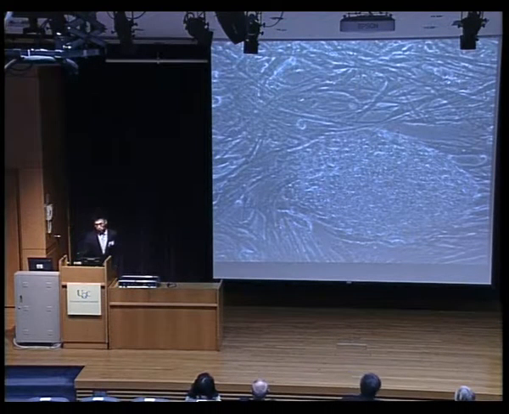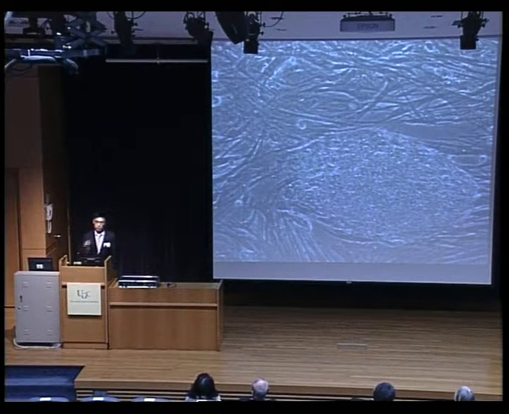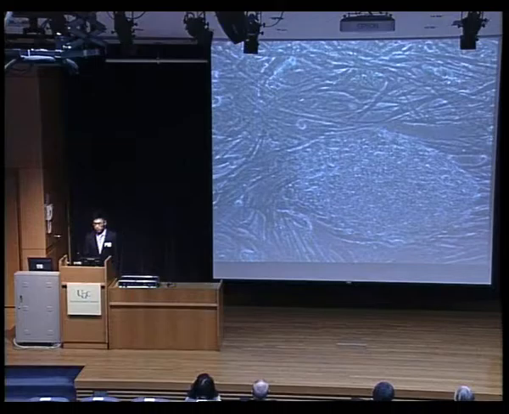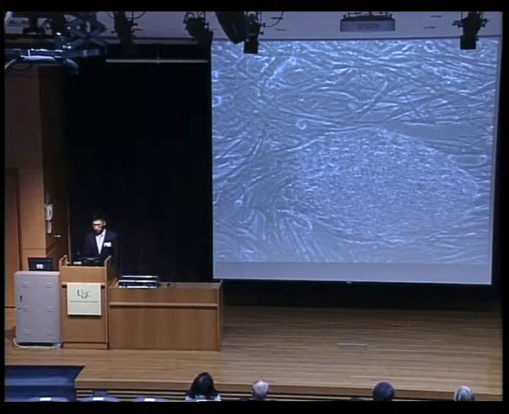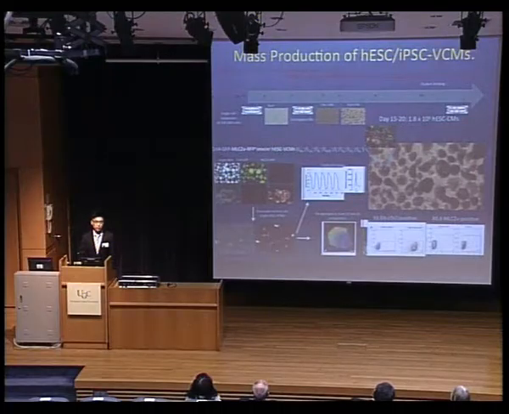So this is a colony of human embryonic stem cells. This particular colony consists of about 10 to 50,000 cells. And in this slide, basically, I want to show you that we can mass produce human ESC and iPSC-derived ventricular cardiomyocytes.